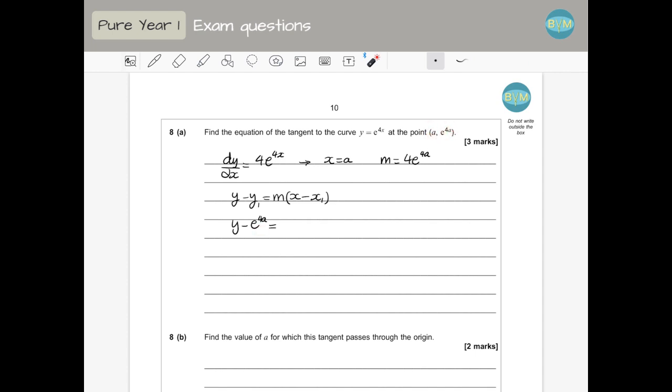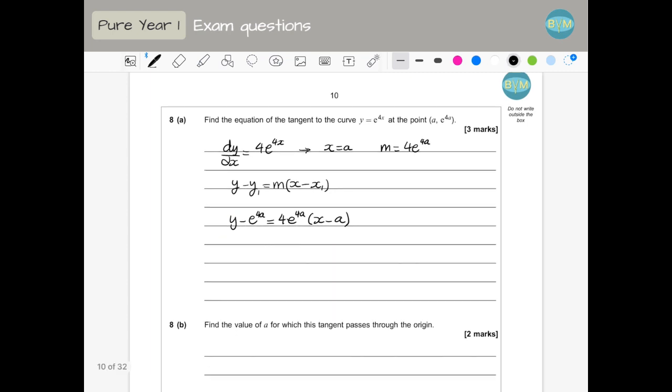The y is e to the power of 4a, and that is going to be the gradient, which is 4e to the power of 4a, times x minus the x of the point, which is a. And this is the equation of the line. They don't ask you to write it in any particular way, so sometimes they say write with y the subject, but they don't. So I will leave it like this. You are going to get the marks.